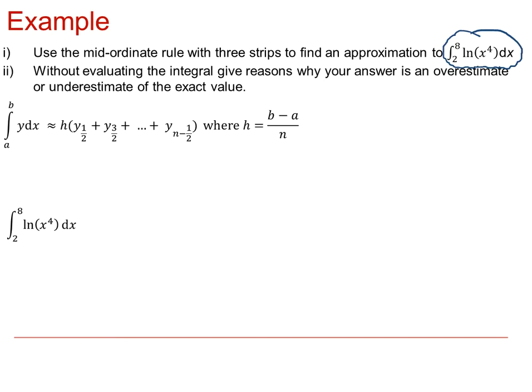Well, the first thing to do is to decide what the interval that we're looking at goes from 2 up until 8, and if we're splitting it into 3 parts, then we can see that the width of each will be 8 minus 2 divided by 3, which is equal to 2. And therefore the x values for the mid-ordinates are going to be at 3, 5 and 7.